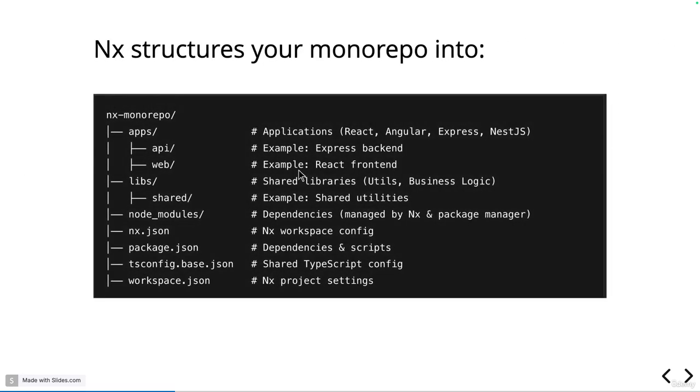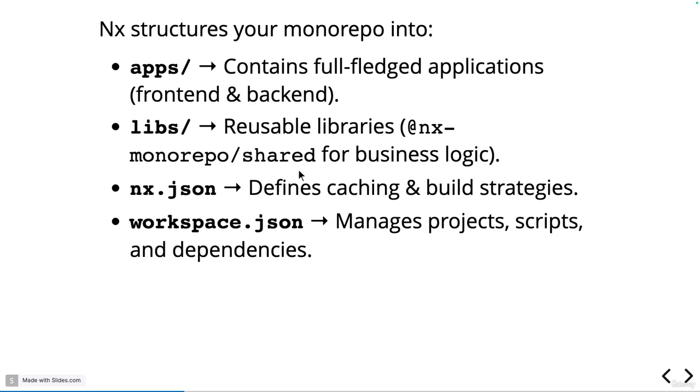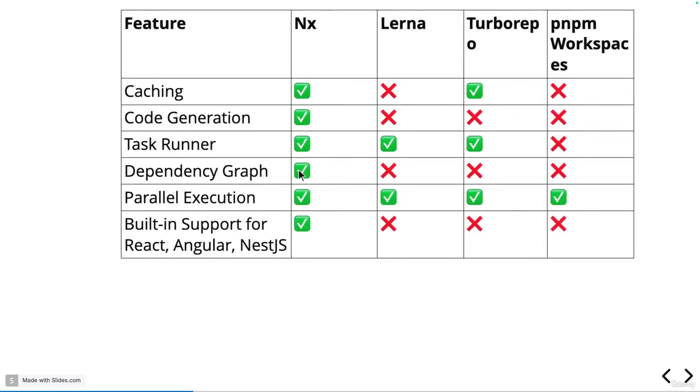Whenever you initialize a repository with Nx monorepo, it structures the folders like this: apps, all the applications; libs, all the shared libraries. It has nx.json and a workspace JSON. These are the two files it additionally creates, right? So it contains all the full-fledged applications, libraries, and reusable libraries. Nx.json defines caching and the build strategies. Workspace JSON manages the project scripts and all.